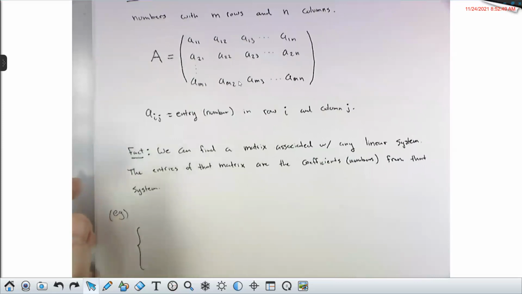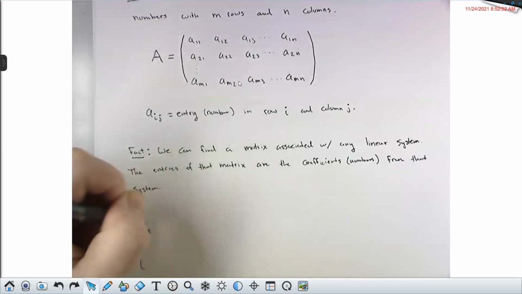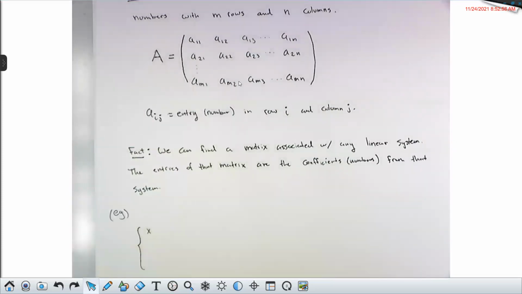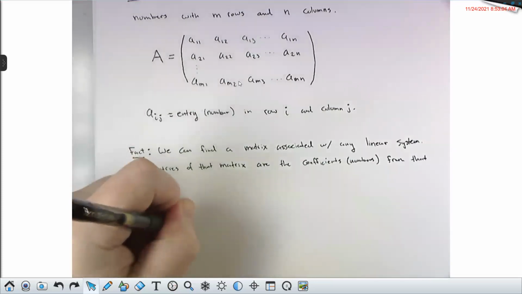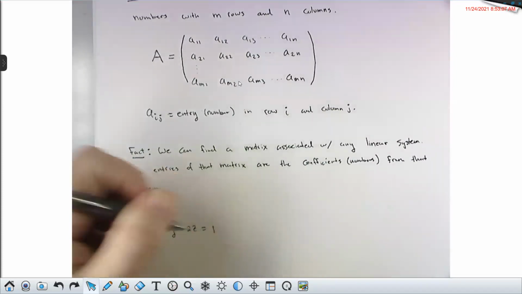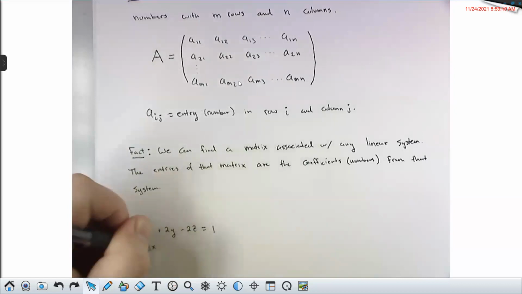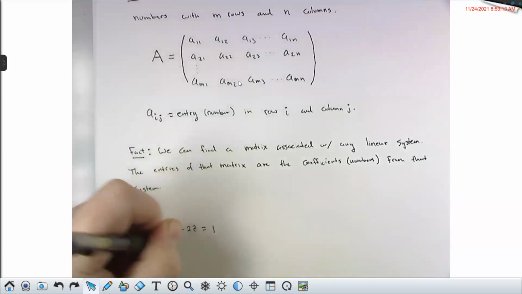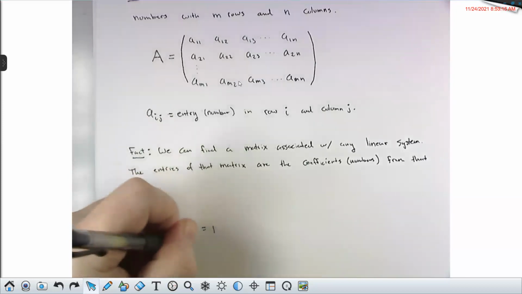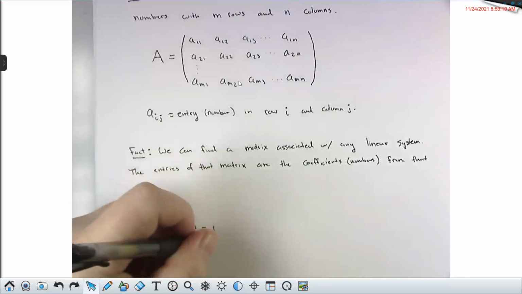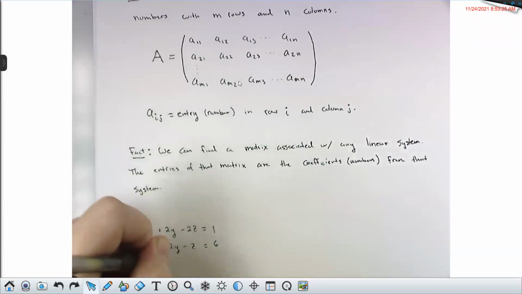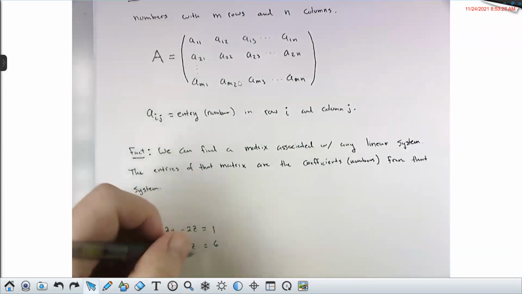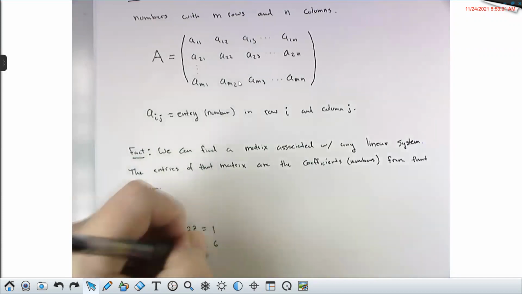So start with the system. X minus 2y. Actually, hang on. Let me see. That's the one we just did. How about x plus 2y minus 2z equals 1. 2x plus 2y minus z equals 6. And 3x plus 4y minus 3z equals 5.